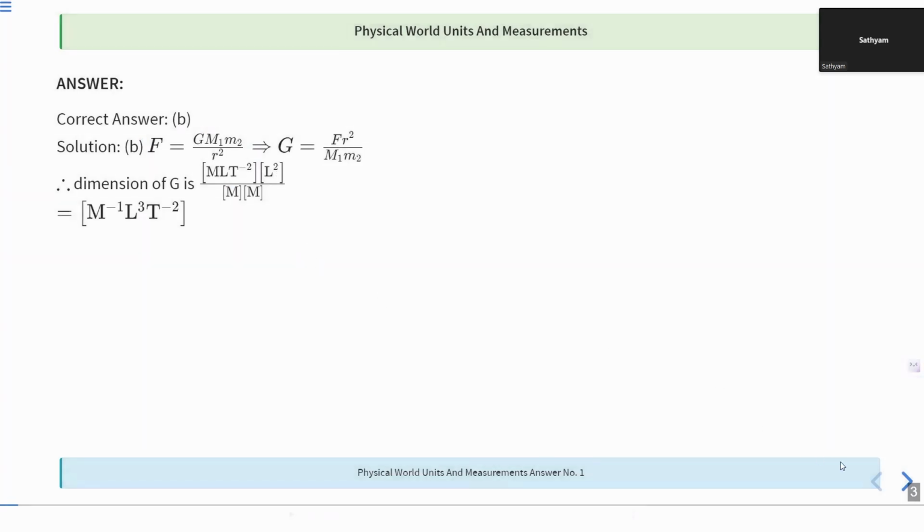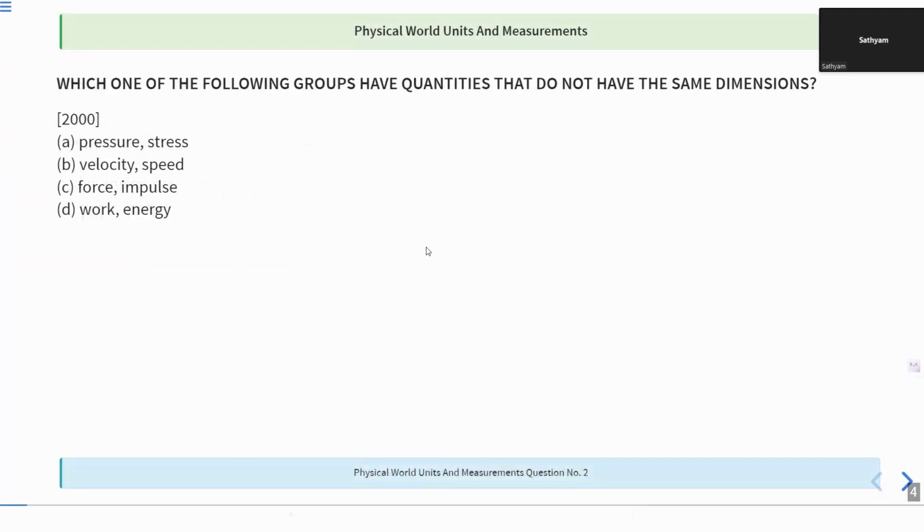So which among the following groups have quantities that do not have the same dimensional formula, right? Just a second. Same dimensions.